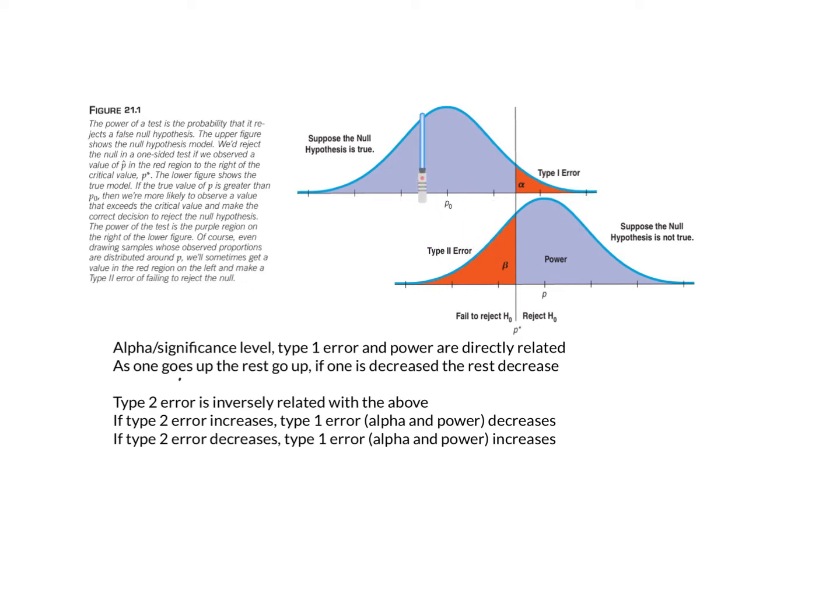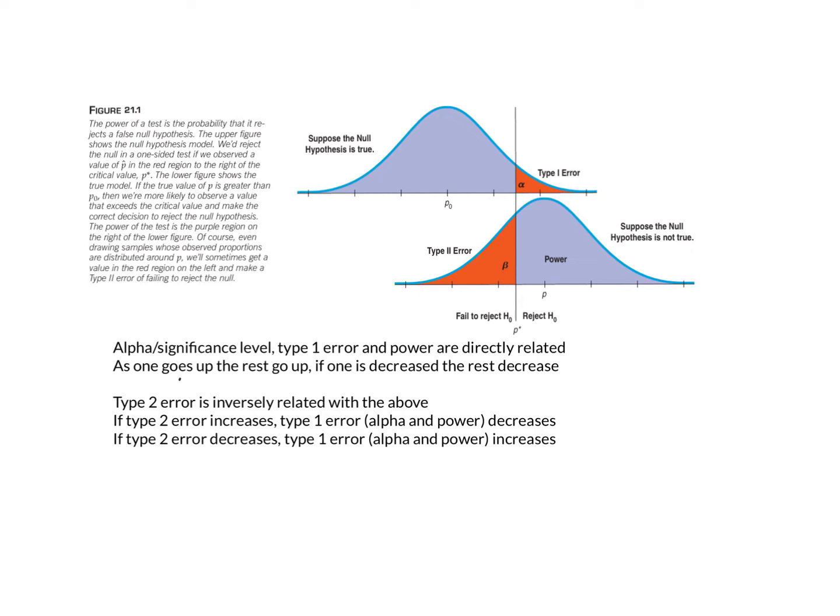But the type 2 error is what's on this side. So as I increase the power, I am decreasing type 2 error, and if I decrease the power, I'm increasing the type 2 error. So we have to understand that relationship. And there's only one way to actually decrease both types of error at the same time because they're inversely related. If I increase alpha, I decrease beta. If I increase type 1 error, I decrease type 2 error.